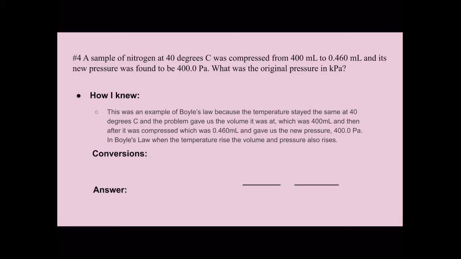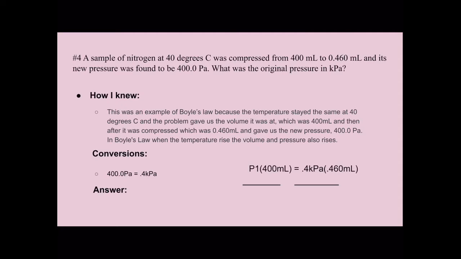When solving for this problem, you need to convert pascals to kilopascals. So then the 400 pascals turns to 0.4 kilopascals, because that is what the answer is going to be in at the end. To do that, you divide the 400 pascals by 1,000. After converting, you are going to use the equation P1 times V1 equals P2 times V2.